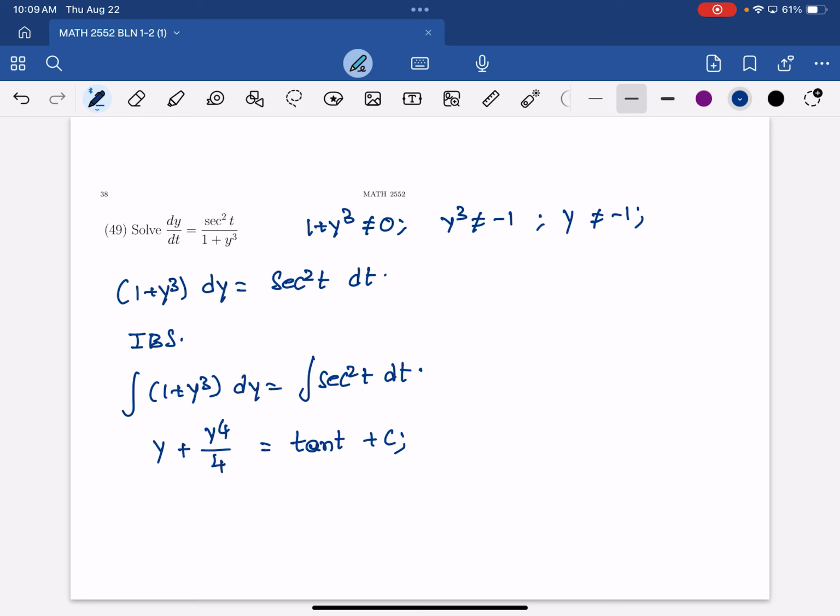Again, this is an implicit solution. And one more time, we are seeing that we are getting an implicit solution and you're getting infinitely many solutions. And this is a first order differential equation, so you're getting only one arbitrary constant, and the arbitrary constant is c. Clear?